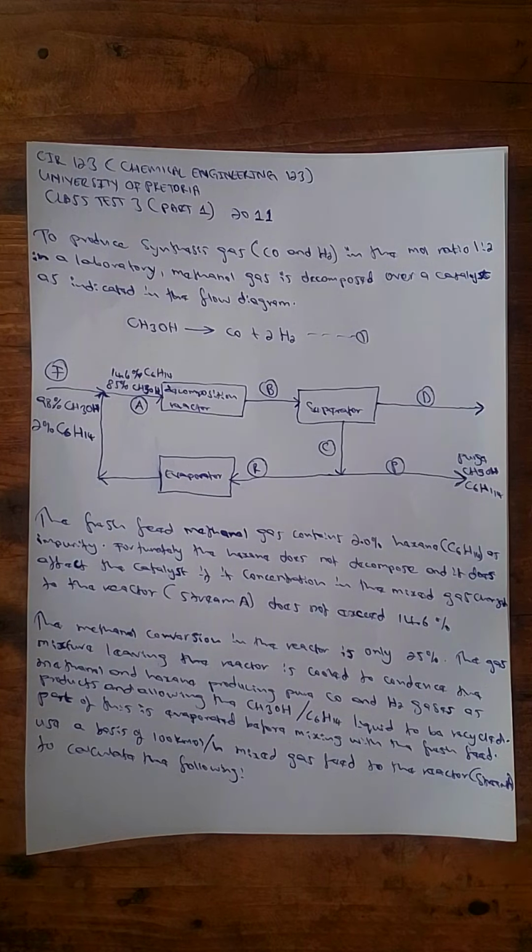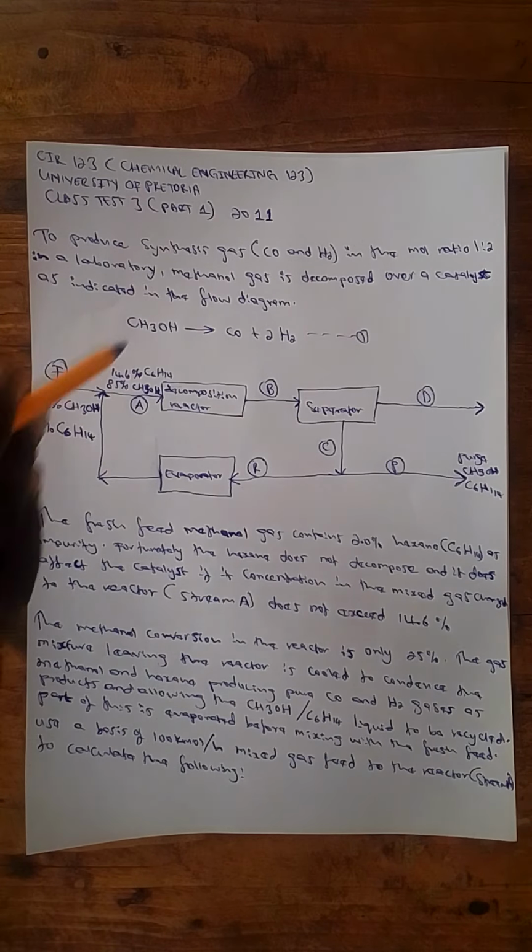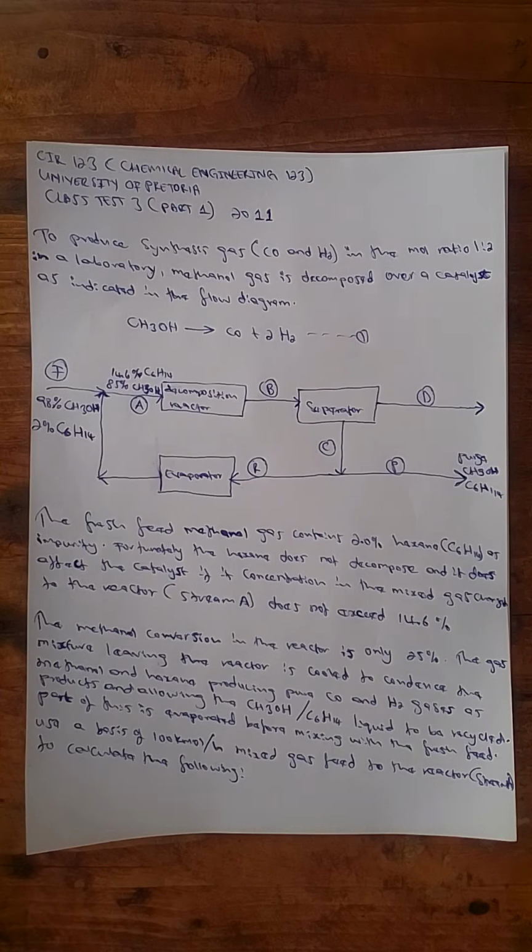Today we're starting with class test 3 of our CIR 123, which is the second chemical engineering module at the University of Pretoria. We're looking at part 1 of the 2011 class test 3. The problem statement says, to produce synthetic gas, which is CO and H2 in the mole ratio of 1:2 in a laboratory, methanol gas is decomposed over a catalyst as indicated in the flow diagram. And also please note the chemical reaction equation.